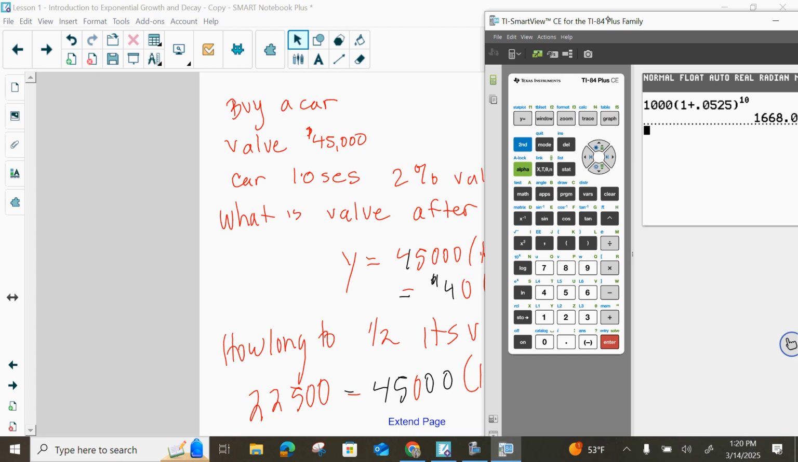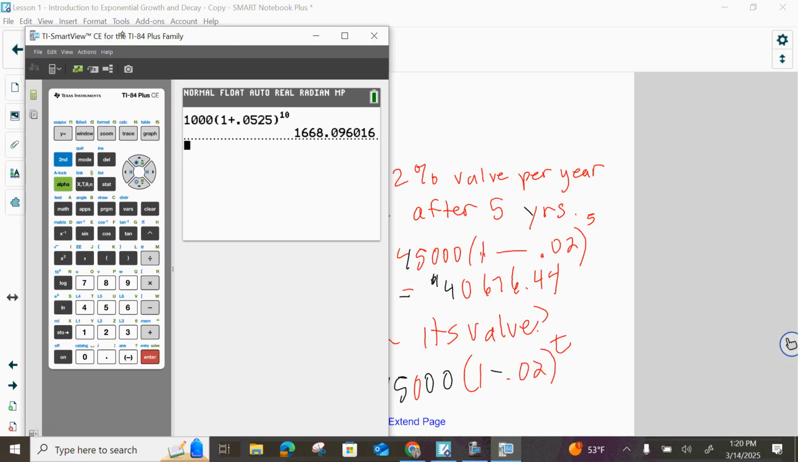Anybody get anything good? All right, so again, we're doing 45,000 times 0.98 raised to whatever power. No, it's not going to be a negative. 0.98 is what 1 minus 0.02 is, right? Think a buck minus 2 cents, 98 cents. So what's your first guess? How long it would take to half your value? 30 years? Good guess, right? It's a little more than 30.